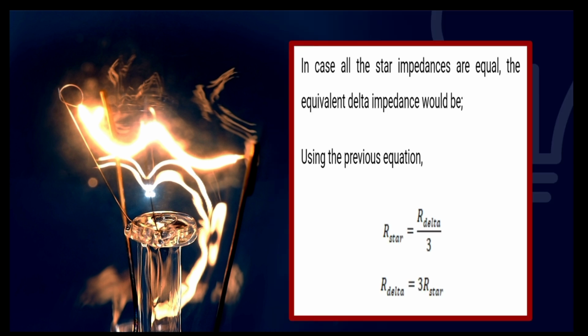Suppose in case all impedances or resistances are equal, the equivalent delta impedance would be, using the previous equations, R of star is equal to R of delta by 3, or R delta is equal to 3 into R star. Which means if you want to convert delta into star, if all impedances are equal, just divide the delta by 3 and you will get the R star. If you want R delta in terms of R star, just multiply by 3, you will get the values.